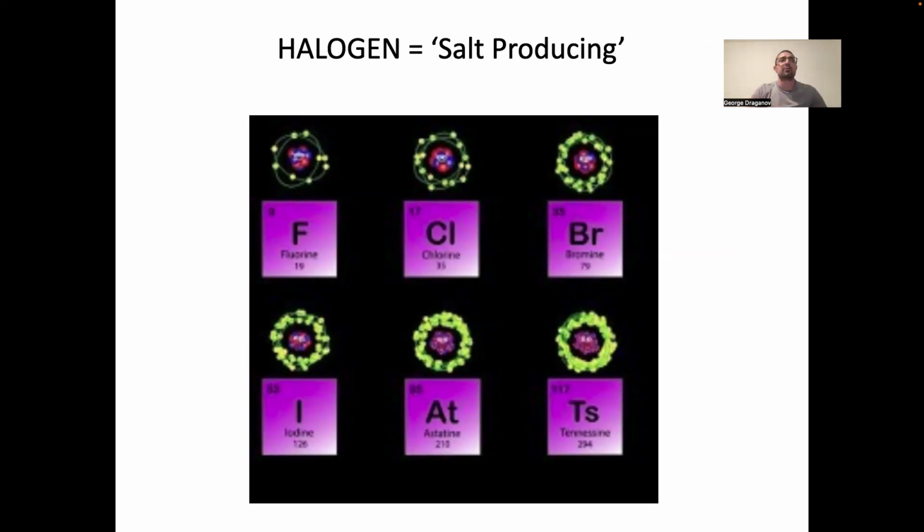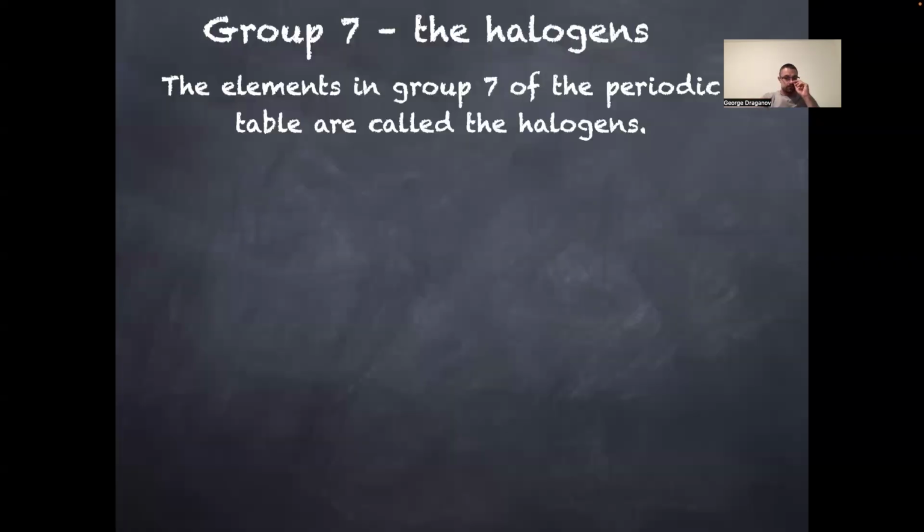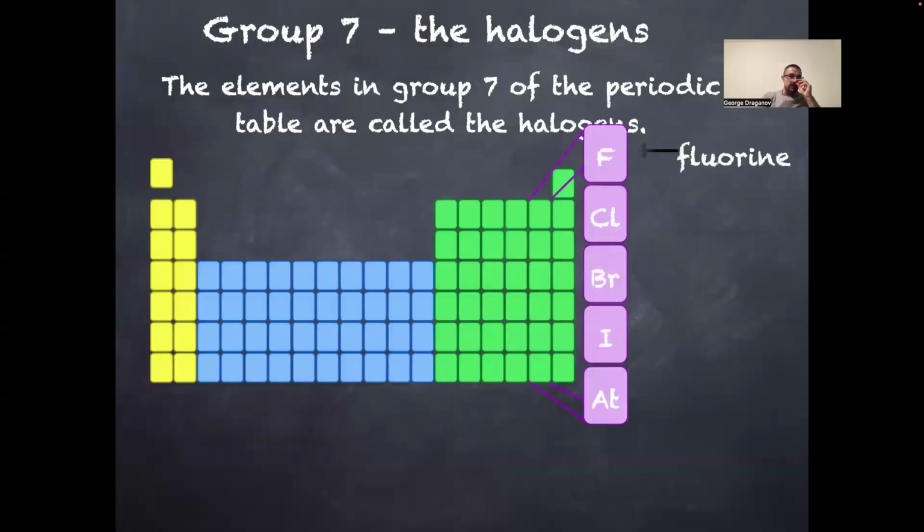Here you can see a picture of them as you go down the group from left to right and then down. Fluorine being the smallest, then chlorine, bromine, iodine, astatine. Now, they're found obviously here in group 7.